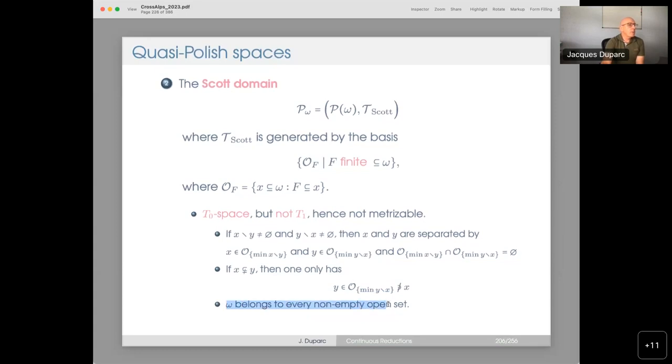Another way of looking at the fact that it is T0 but it is not T1. T1 spaces satisfy that singletons are closed, right? So if you look at omega and the singleton omega, is it closed? No, it's not closed, because omega belongs to any non-empty open set. Okay, this is clear.